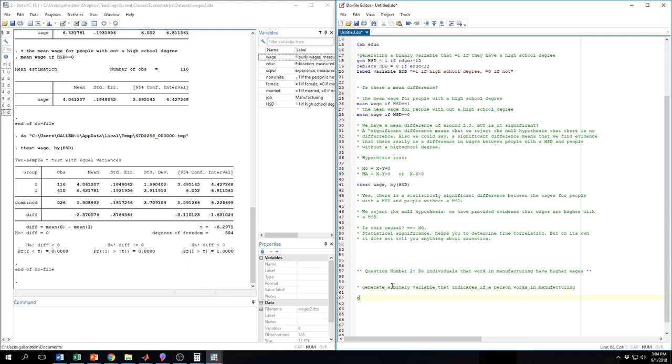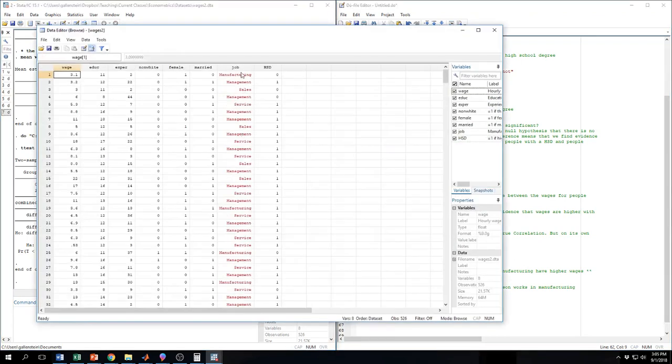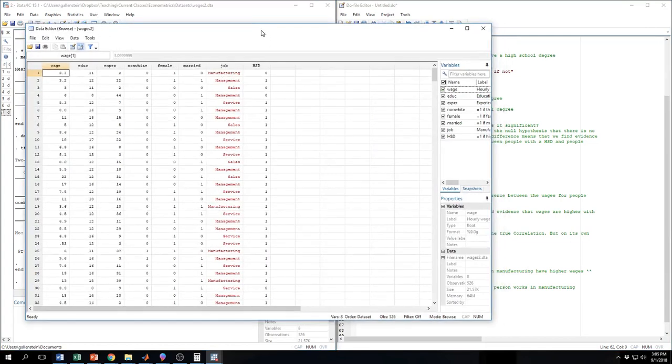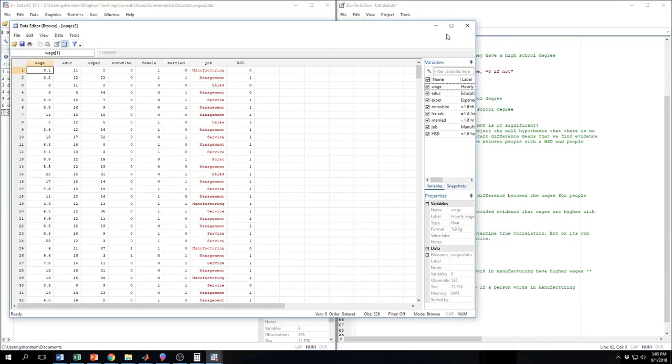All right. To do that, let's do gen. That means generate. What are we going to call this? We're going to call it manu. Not like Manchester United. Manu is in manufacturing. All right, generate manu. This is going to be a dummy variable. And we want this binary variable to equal 1 if that job variable equals manufacturing, and we want it to equal 0 if it equals anything else.